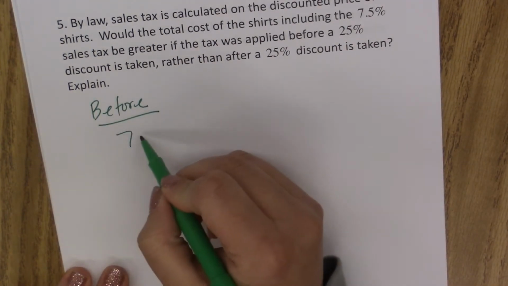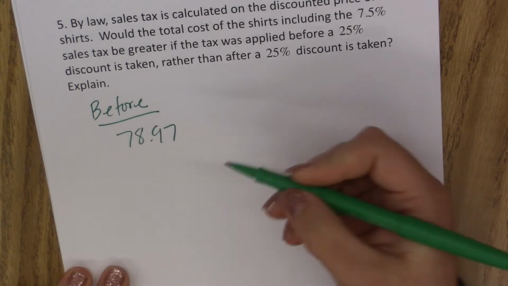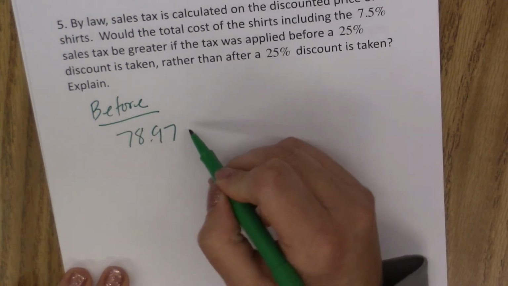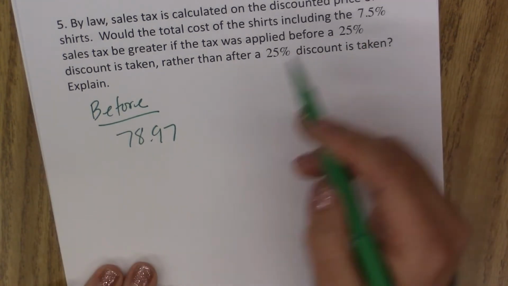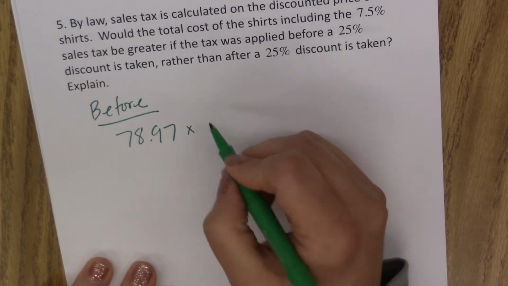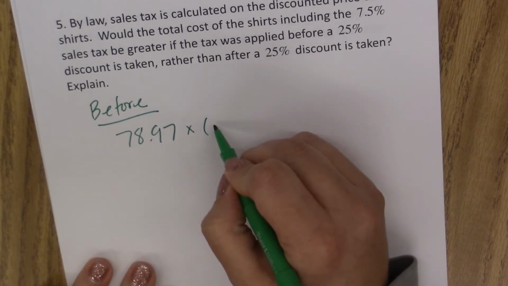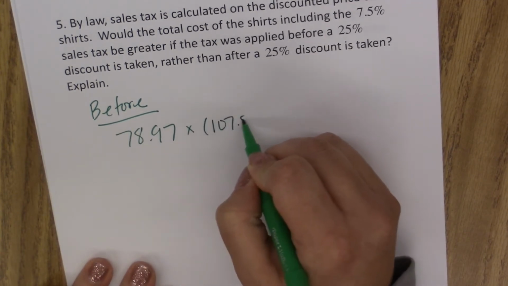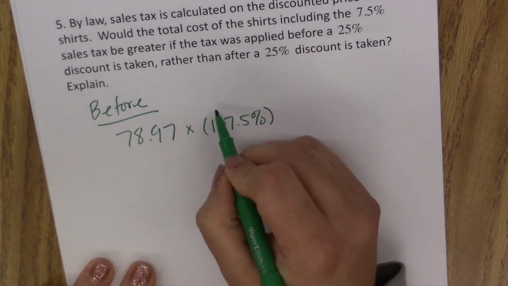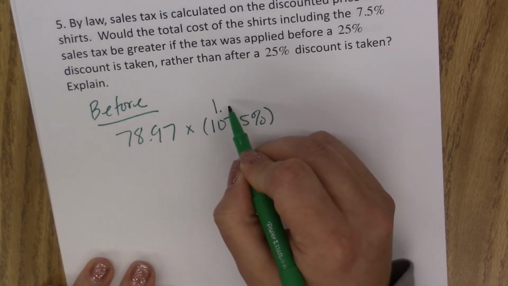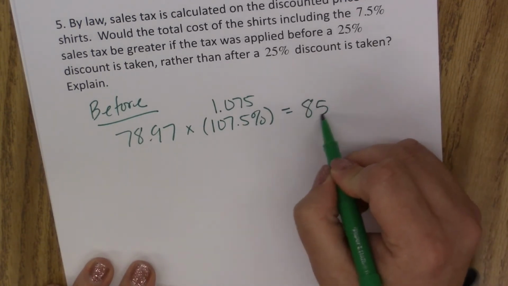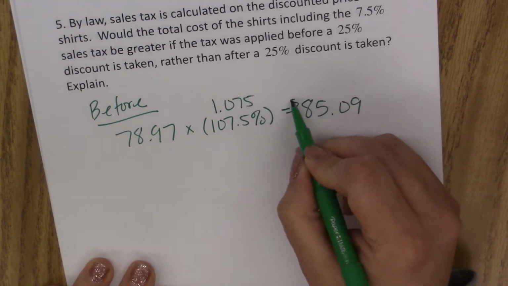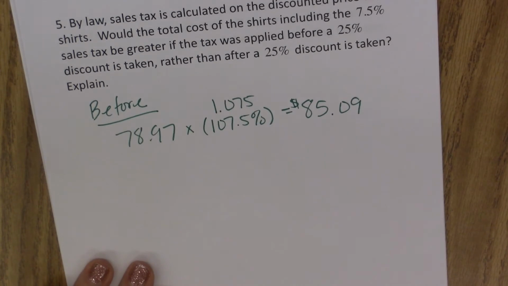so we had a total of $78.97 for our shirts. And we could take that times our tax rate. Now remember, tax is adding to the price. So we're going to start at 100%, and we're going to add that to our 100. So it'd be 107.5%, which if we make it a decimal would be 1.075. And if we multiply that, that would give us a total amount of $85.09.